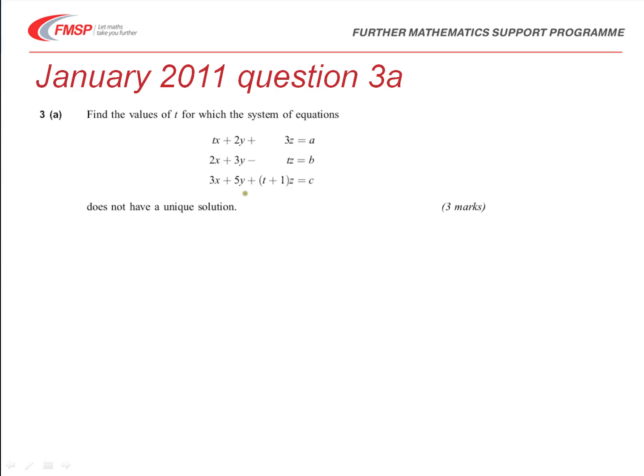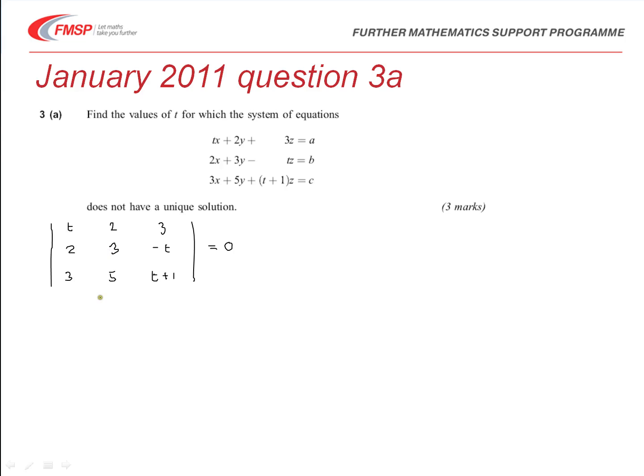Well, if we wrote this in its matrix form using the coefficients of x, y and z, we know that particular matrix must have a 0 determinant for it not to have a unique solution. So if we write down what this matrix is, we're going to have t, 2 and 3, 2, 3 and 5, 3, negative t, and t plus 1. And this determinant must therefore be 0.